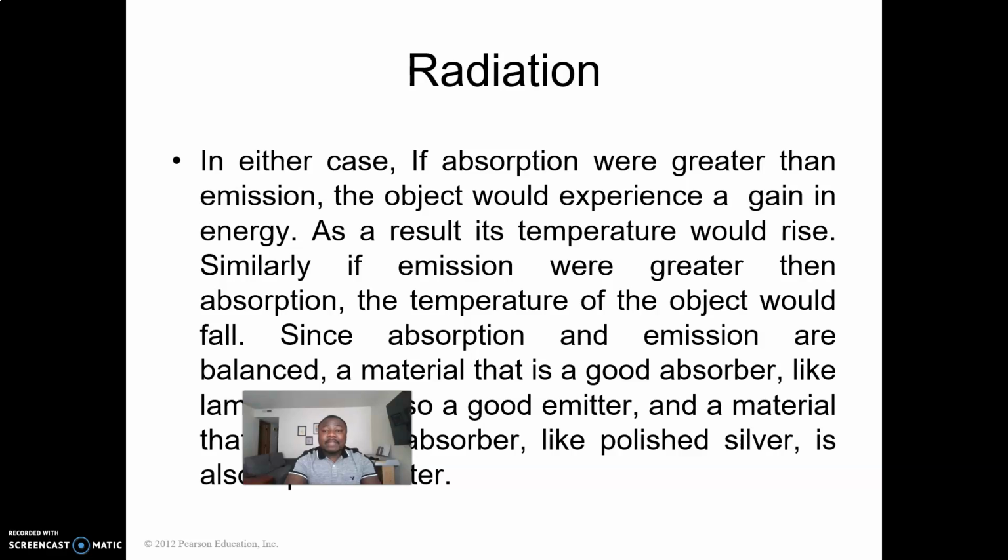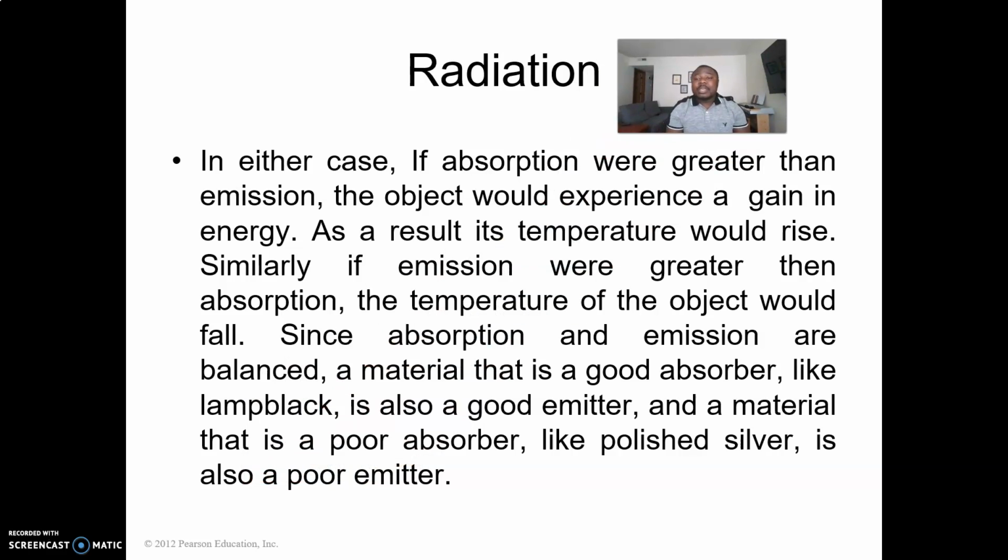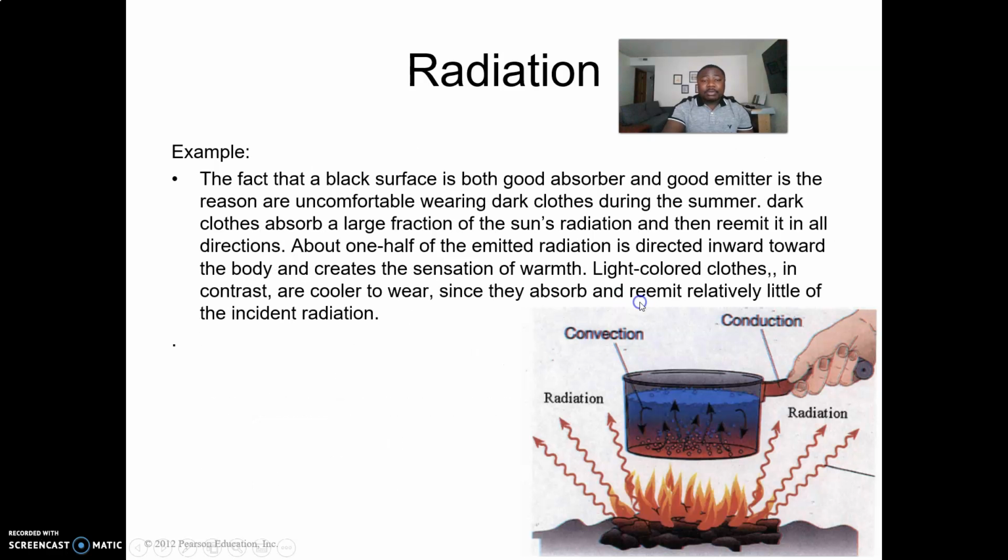In either case, if absorption were greater than emission, the object will experience a gain in energy. As a result, its temperature will rise. Similarly, if emission were greater than absorption, the temperature of the body will fall. Since absorption and emission are balanced, a material that is a good absorber like lamp black is also a good emitter, and a material that is a poor absorber like polished silver is also a poor emitter. Now that is a very, very important concept.